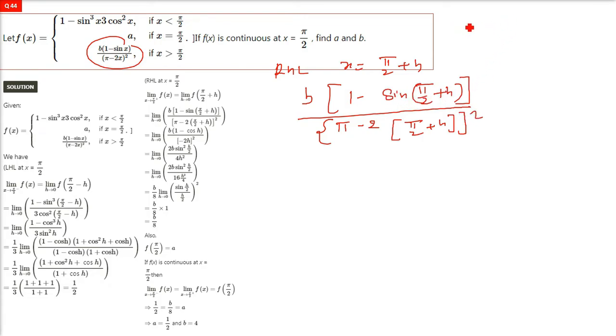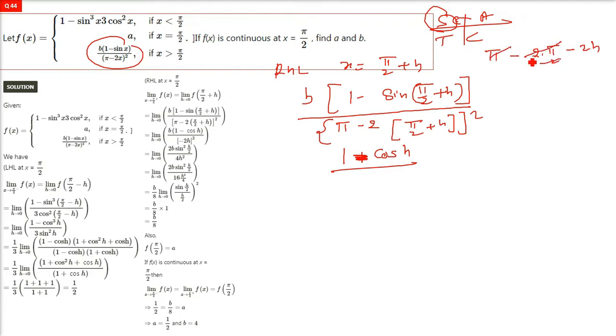Now sine 90 plus theta is what? Sine 90 plus theta will be cos, and it will be in plus. So 1 minus cos h, divided by, so what we are going to get in the denominator, pi minus 2 into pi by 2, so pi gets cancelled, and you have minus 2h, and minus 2h whole square it will be. So 4h square it will be. In the denominator you have 4h square.